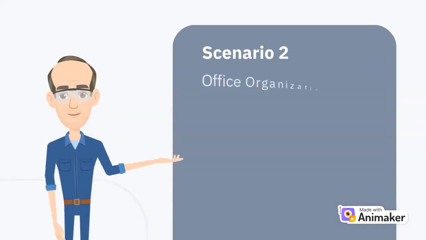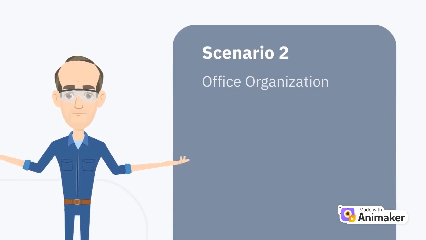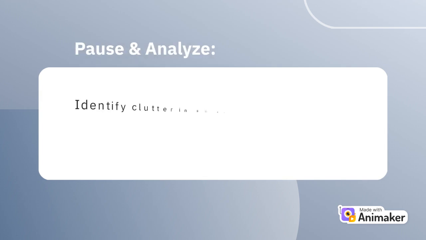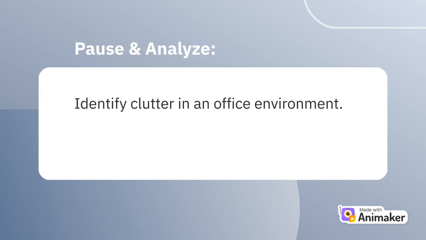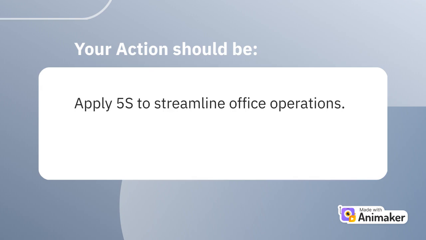An office struggling with clutter and how 5S resolved these issues. Pause and analyze. Identify clutter in an office environment. Your action should be: apply 5S to streamline office operations.